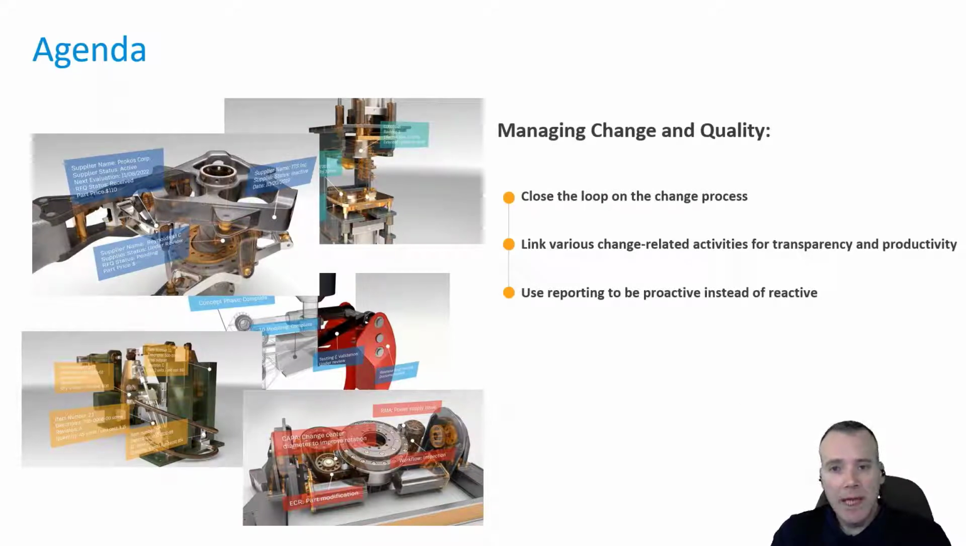So what we're talking about today is we're going to see how the change process would work in Fusion Lifecycle and how it's a closed loop process, how all the various activities related to a change get linked together for both transparency and productivity and efficiency. We'll take a real brief glimpse at reporting. We don't really have time to do it justice fully, but it's the extension of executing all this stuff. The idea is once you start executing in something like Fusion Lifecycle, you can then start to draw conclusions and be more proactive instead of reactive because you've got more information at your fingertips. So that's the idea today.